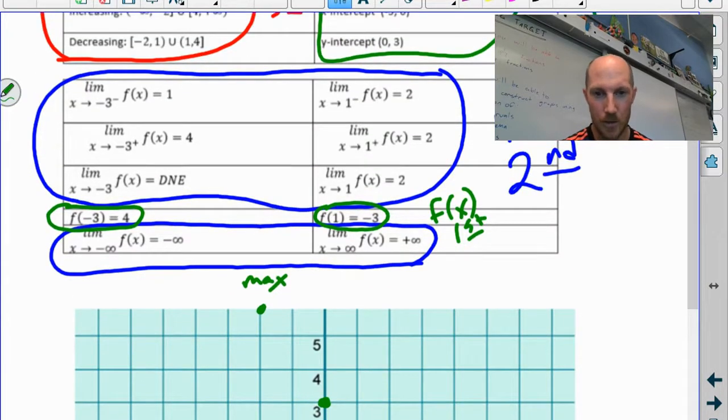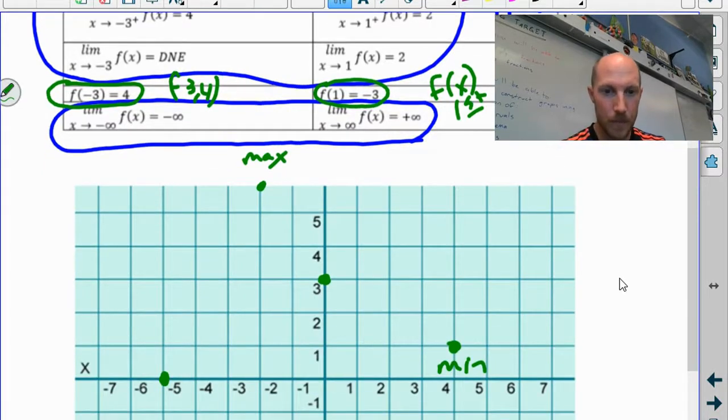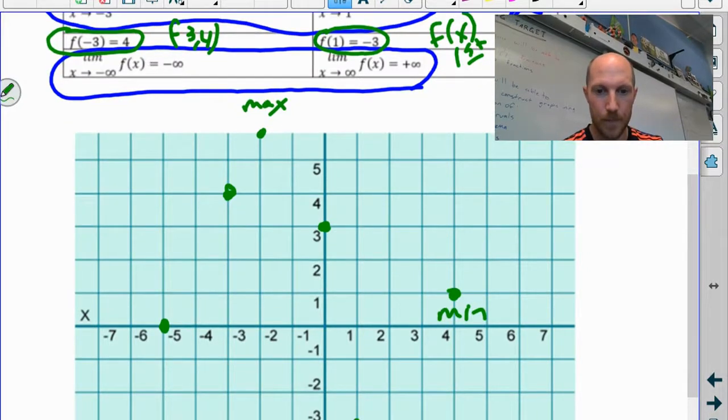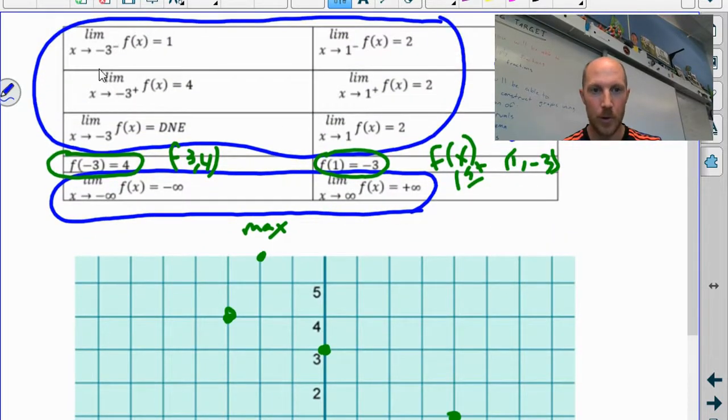So then I've got some function values. I got two of those. So at -3, 4, and there are some coordinates in the other one, 1, -3. So I'll put both of those on here as well. -3, 4, and 1, -3.